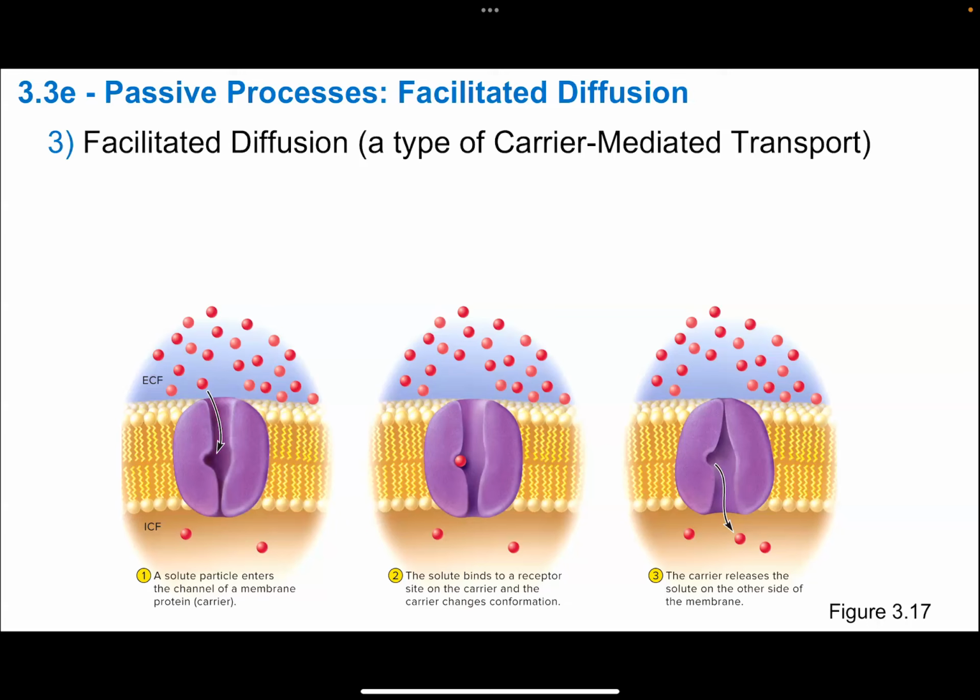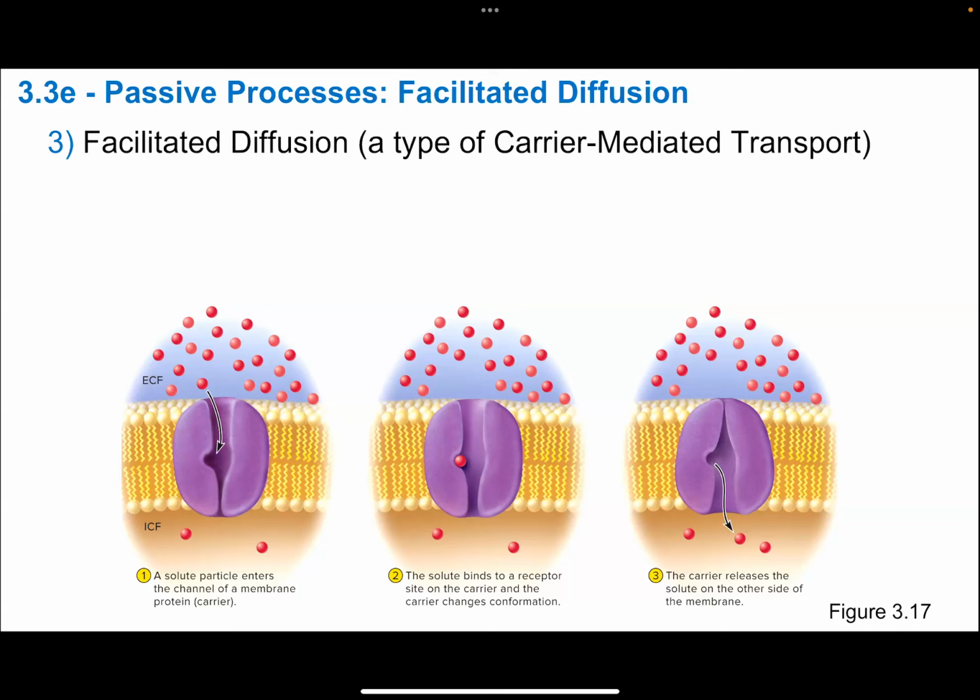The final type of passive process across a cell membrane is facilitated diffusion. Now, your book actually combines facilitated diffusion with the two active processes. That is because they've combined them all as a carrier-mediated type of transport. Try to look at it both ways because I think that's really the best.